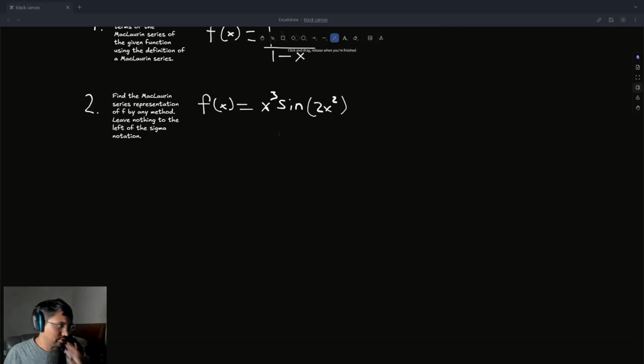Moving on to the second problem, we have: find the Maclaurin series representation of the function by any method. We must leave nothing to the left of the sigma notation, however. So let's look at the function. We have x cubed times sine of 2x squared.